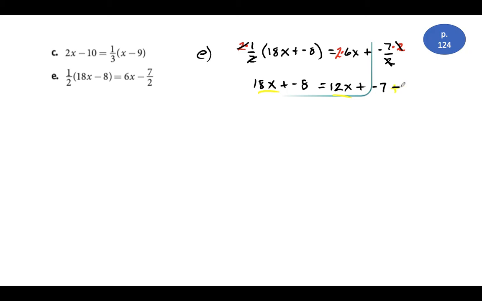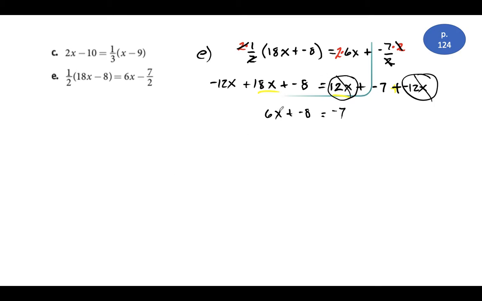I'm going to add 12 negative x's to both sides. So these 12 positive x's and these 12 negative x's eliminate each other. 18 positive x's plus 12 negative x's gives me 6 positive x's. And those 8 negative 1's.